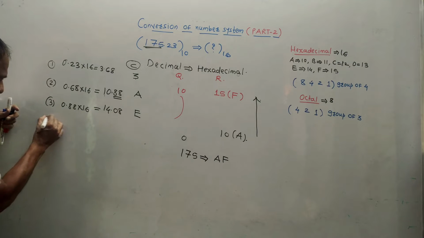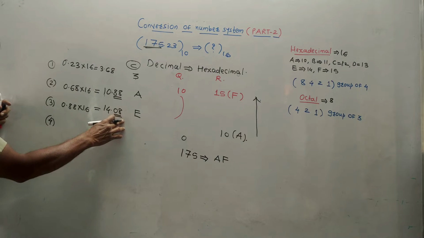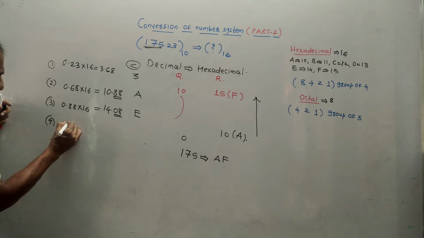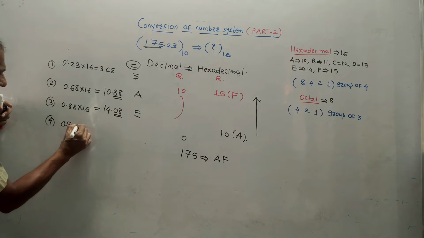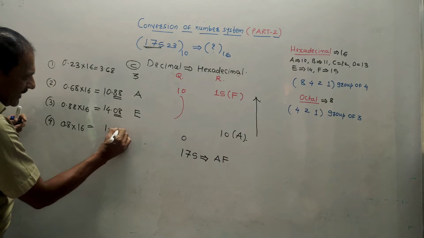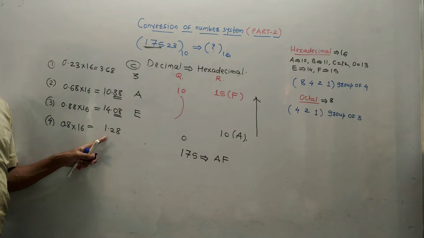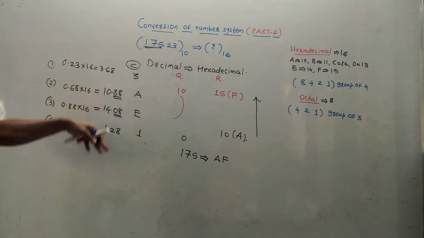Now fourth step. Consider the number after the decimal point, that is the fractional part, that is 0.8. Again multiply it by 16. So the answer will be 1.28. So the carry is the integer value, that is 1. We have done this up to 4 steps. It is more than sufficient as far as the exam point of view is concerned.